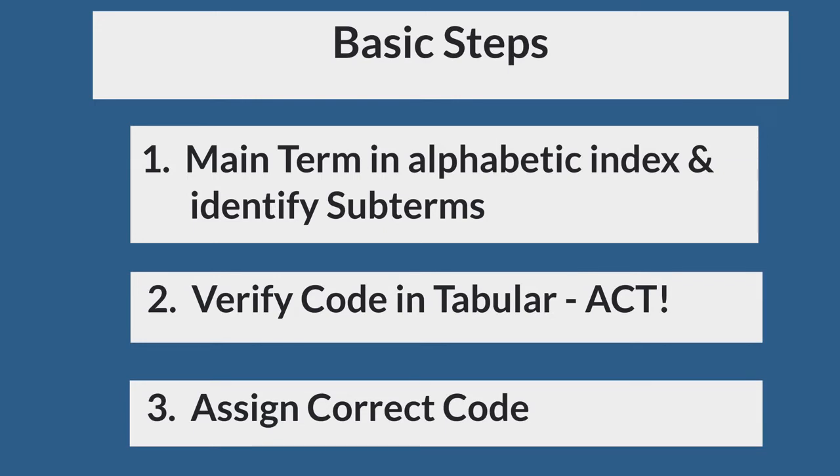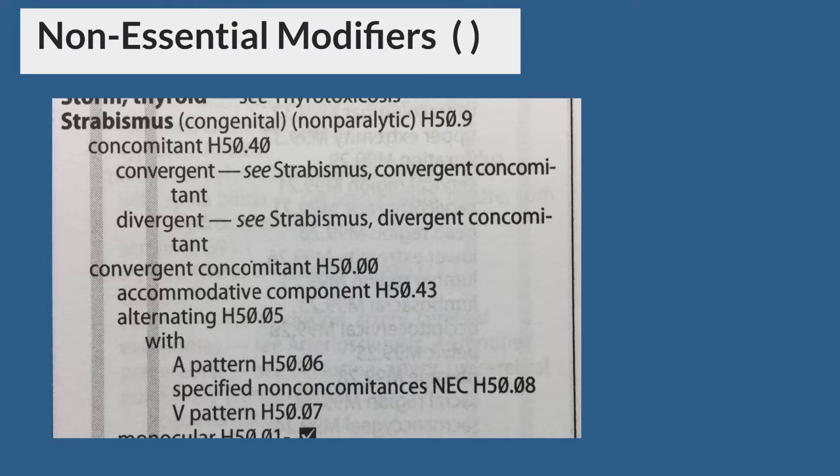For this first helpful hint, we will need to think back to the CM coding guidelines and conventions and remember the role of parentheses. Parentheses alert the coder to non-essential modifiers. These modifying terms are just as the title indicates. They are not essential to the code assignment.